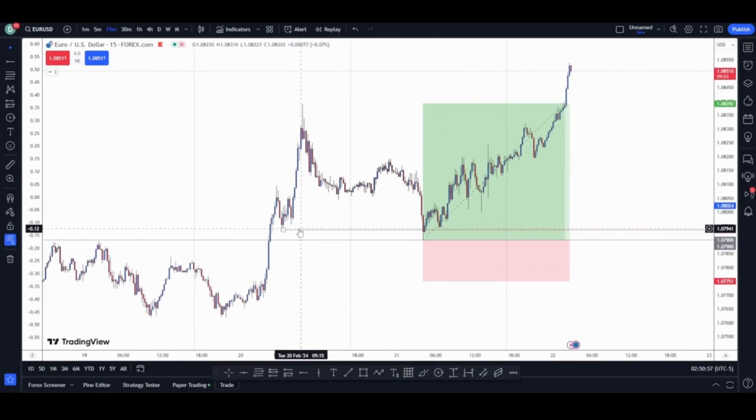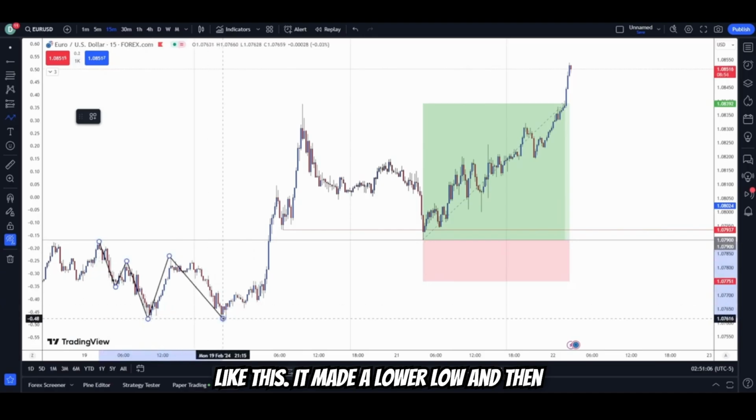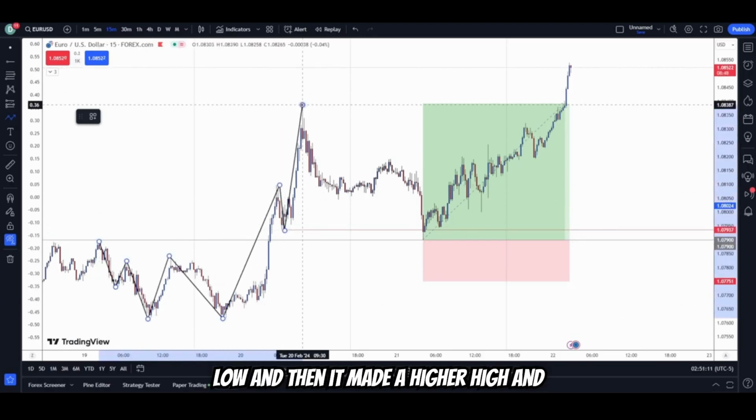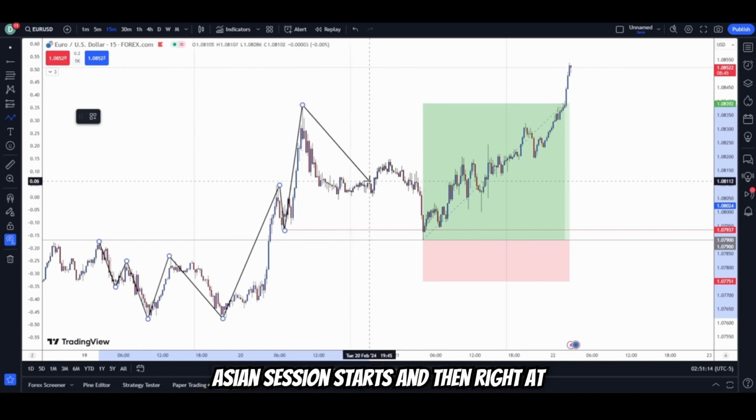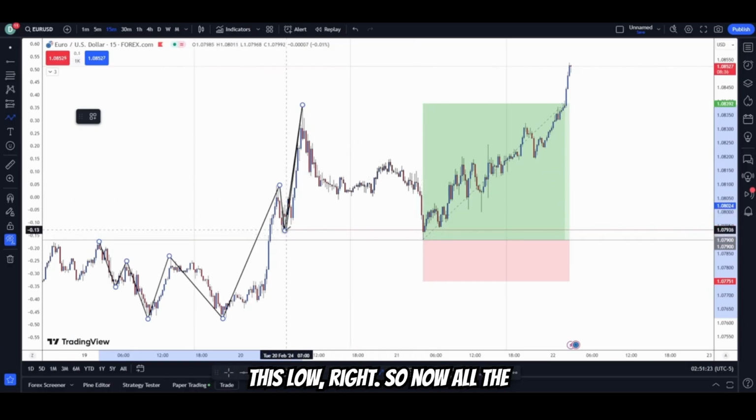The price was making lower highs and lower lows like this, okay? It made a lower low and then it gave a market structure shift. Everybody can see that it made a higher low and then it made a higher high, and then the market ends over here and then the Asian session starts, and then right at the London session kill zone, price goes below this low, right?